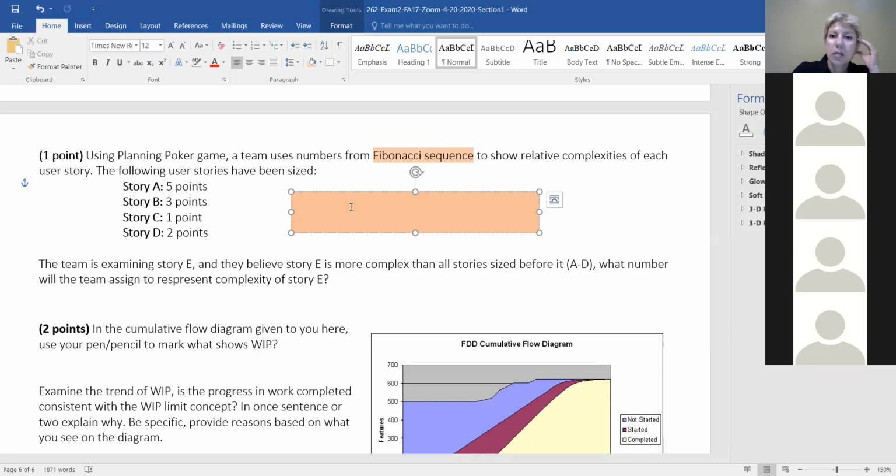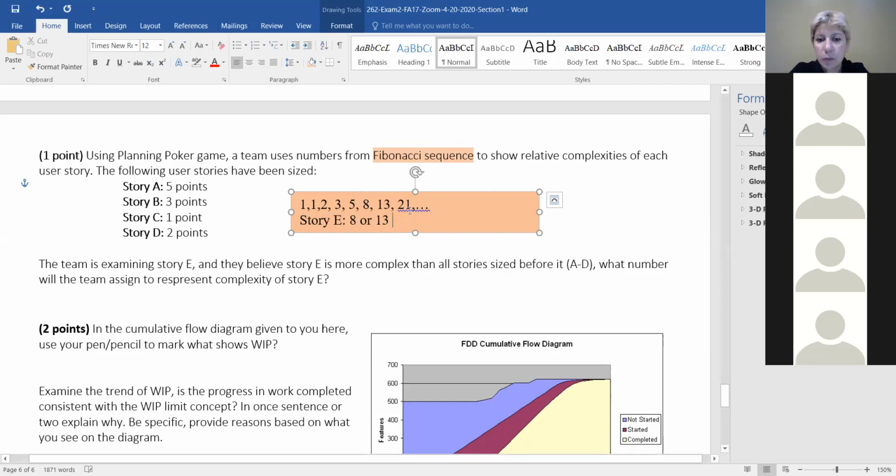So class, this is planning poker based on Fibonacci sequence, though it doesn't have to be Fibonacci. The numbers go like this: 1, 2, you add the 2 previous numbers. 5 and 3 become 8, 8 and 5 become 13 and 21. So a number that you could assign to story E would be 8 or 13 or 21. 21 says it's too complex, it has to be broken up. But 8 or 13 would be fine because it's saying this is more complex.